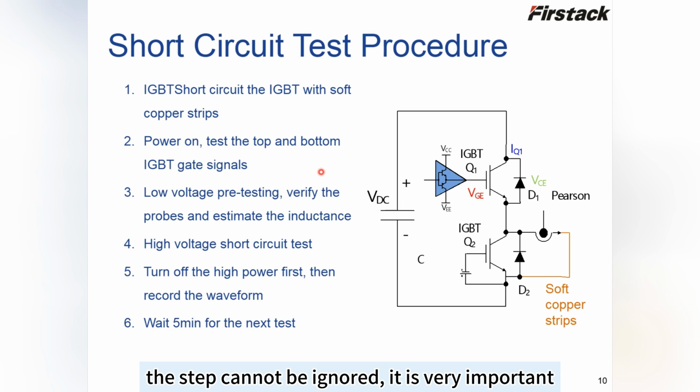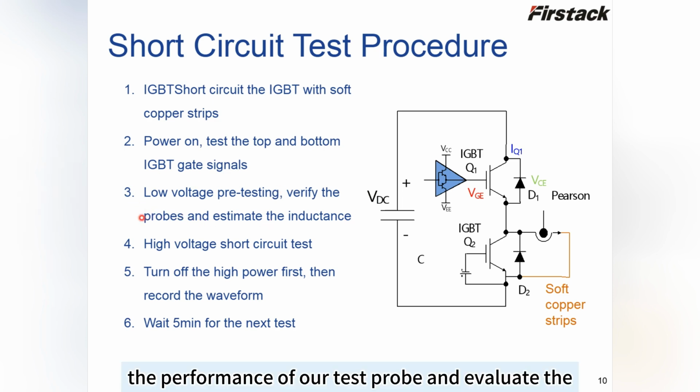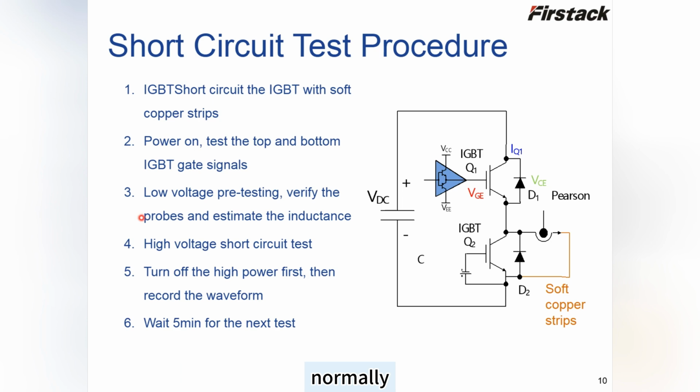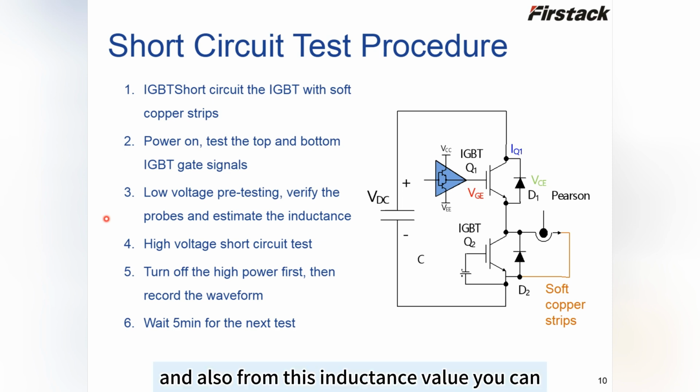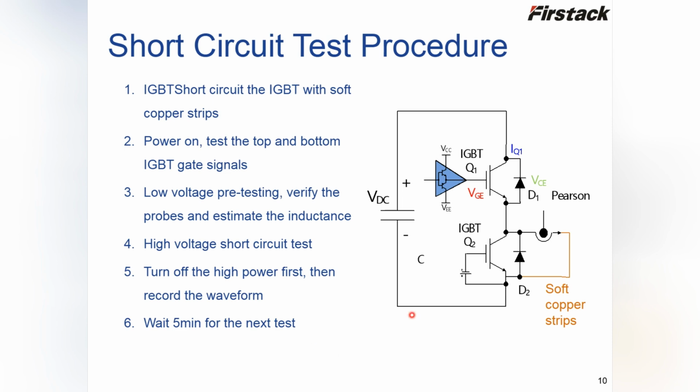It is very important. And then in the third step, we should increase the voltage to a relatively low value to check the performance of our test probe and evaluate the circuit inductance. Normally, this inductance level is around 100 nanohenry and the voltage is 100 volt. In the actual test, we will use 20 volt, and from this inductance value, you can know that we can only simulate first type short circuit.